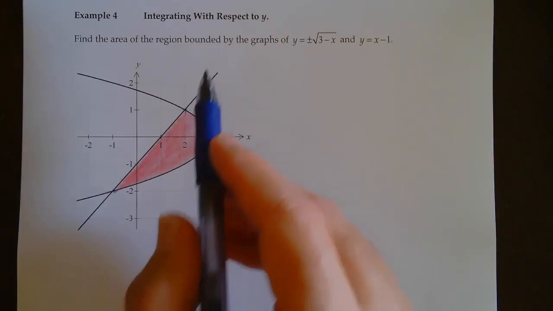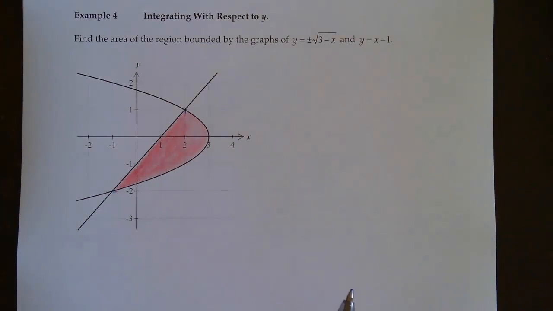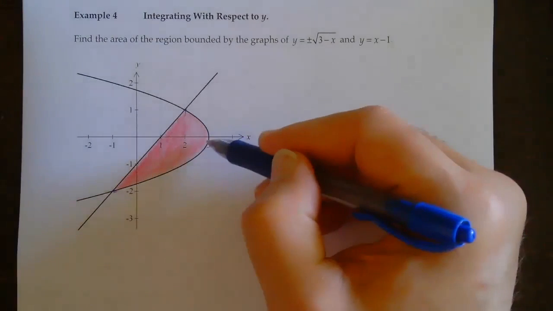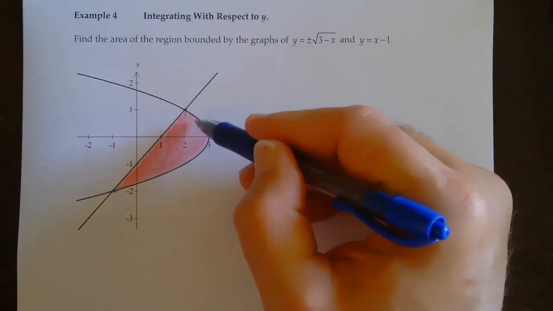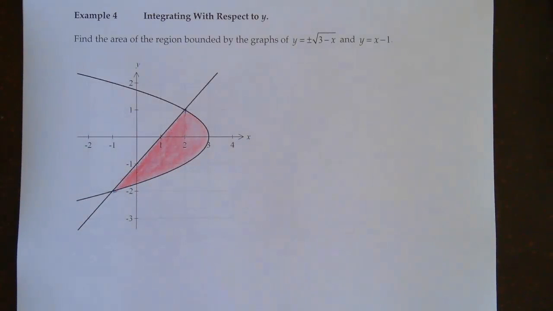Now, a lot of times you want to do this when you have things that aren't functions. The things that we've been integrating so far have been functions. This is not a function. At this point right here, there are two different y values. That's not a function. So that's when you want to see, hey, could I do this sideways?